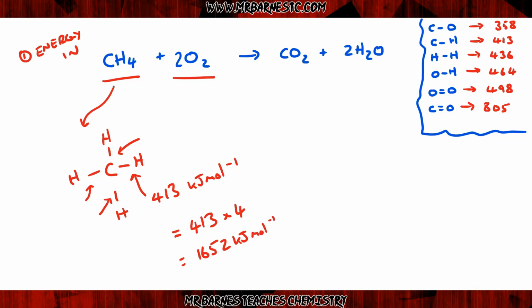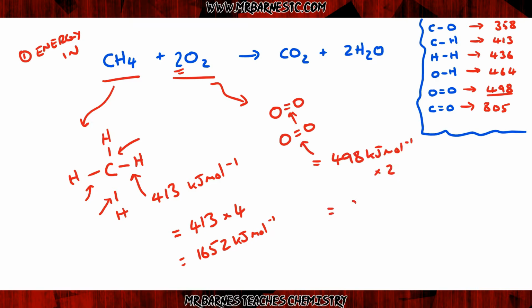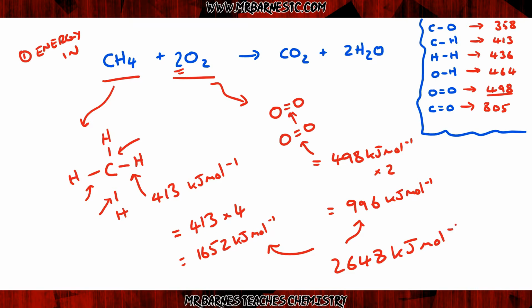If we look at oxygen, that is O2. I've got 2 O2 molecules, so I have 2 O double bond O bonds. They have bond energy of 498, times that by 2, and that gives me 996. Therefore, my total energy in to break the bonds is 2,648.